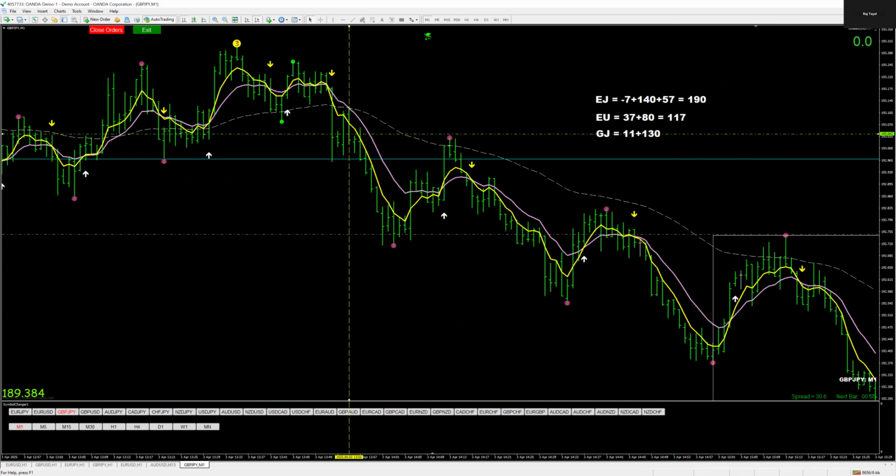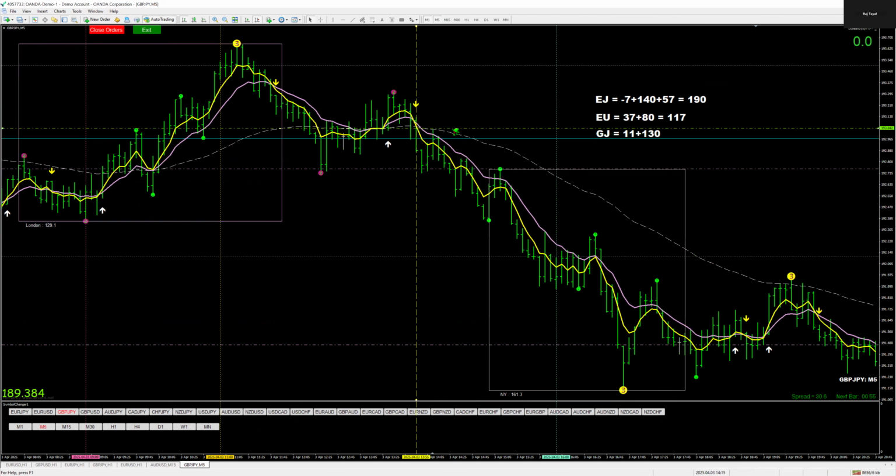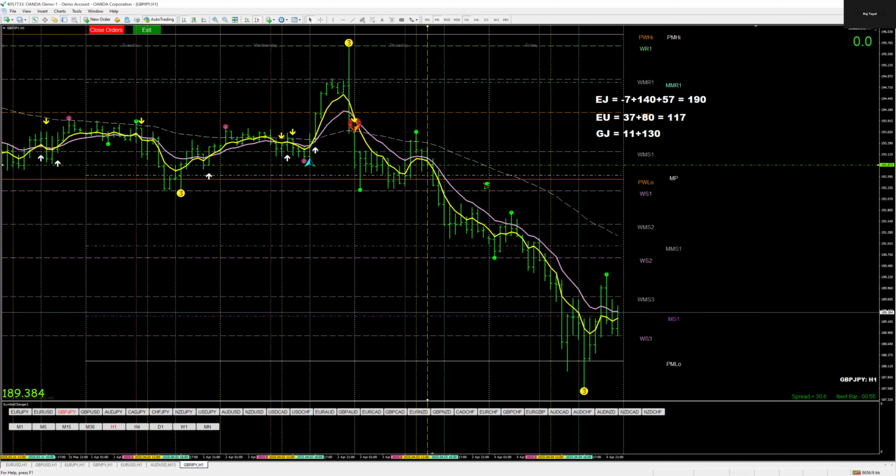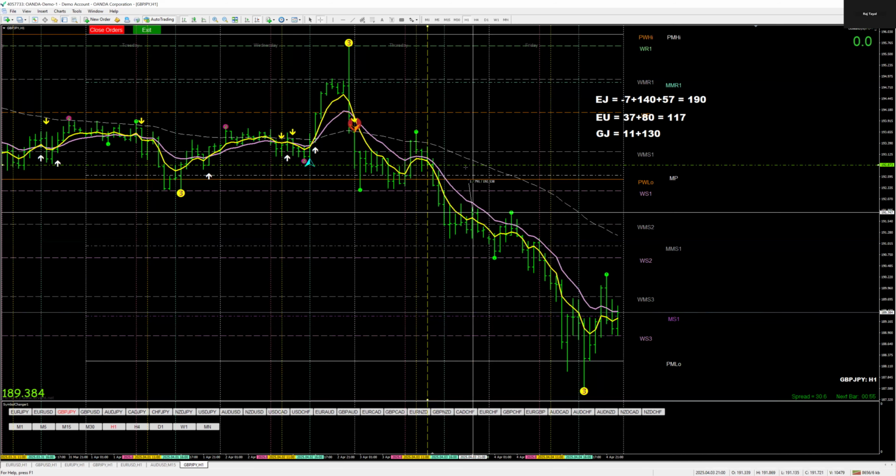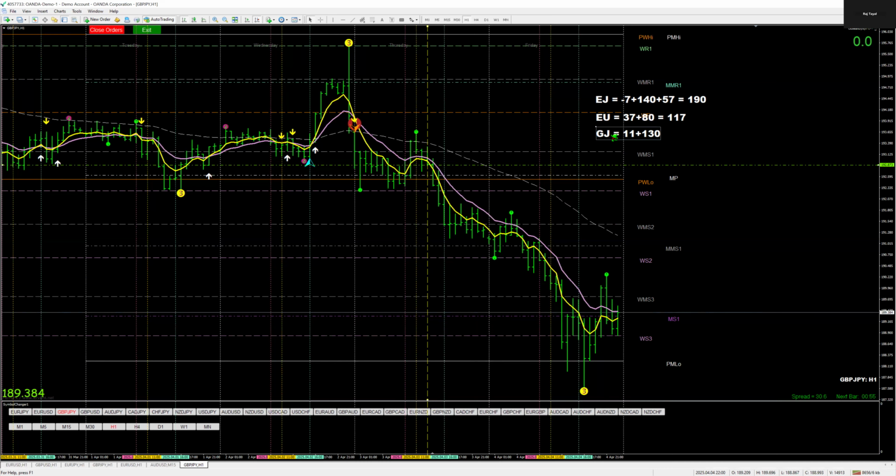Let's look at the 1. 1 doesn't give us anything. So 5. Look at the 1 hour. And this is our trade for 114 pips.